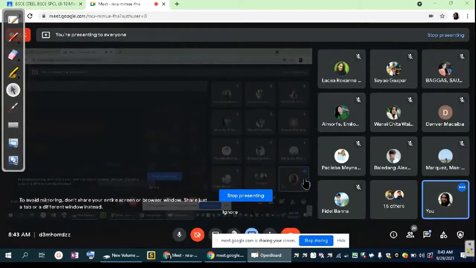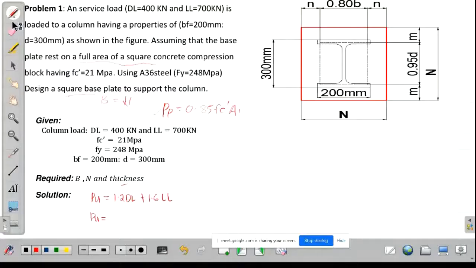Miss Laksa, ano yung ultimate load natin? Anong value natin dito? 1.2 dead load plus 1.6 live load. 600, ma'am. Ilan? 1,000? 1,600, ma'am. Okay, 1,600 kilo Newton. Okay. So we have here the value of PP.